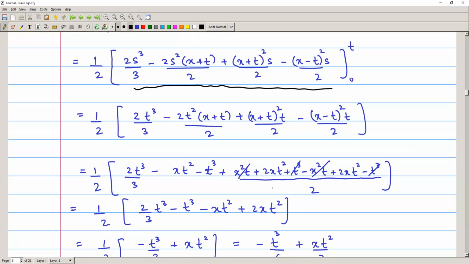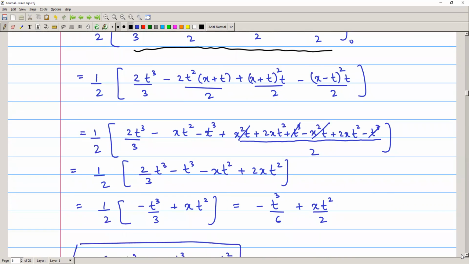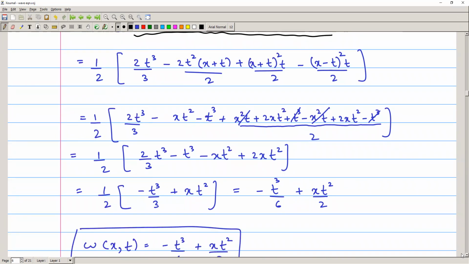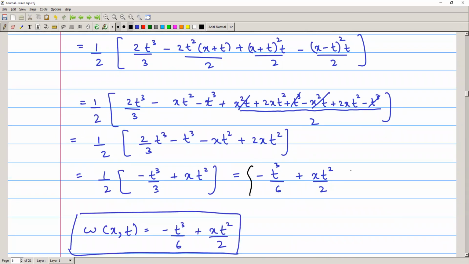So here we can see that we applied the limits and we simplified this equation by canceling the terms that are going to be canceled, and here we have generated the equation, right? So now w of x,t is equal to this function: negative t cubed over 6 plus x t squared over 2.